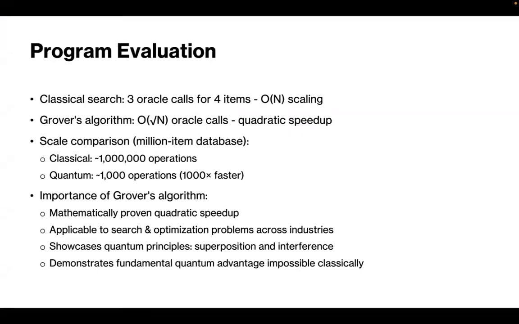To summarize the quantum advantage corresponding to our program, our classical search required 3 oracle calls for a list of 4 items, which is O(n) scaling. Grover's algorithm achieves the same task with O(square root of n) oracle calls, a quadratic speedup. This becomes important at scale. For a million item database, classical search will potentially require 1 million operations, whereas Grover's algorithm will approximately require 1000 operations, 1000 times faster. This demonstrates why Grover's algorithm is considered an important quantum algorithm.